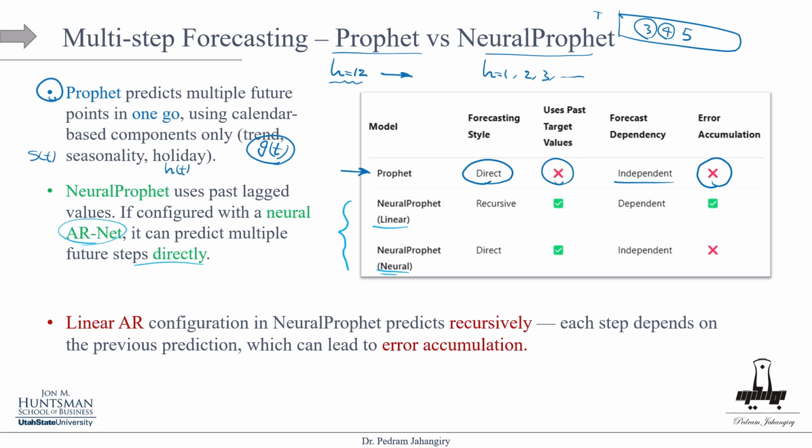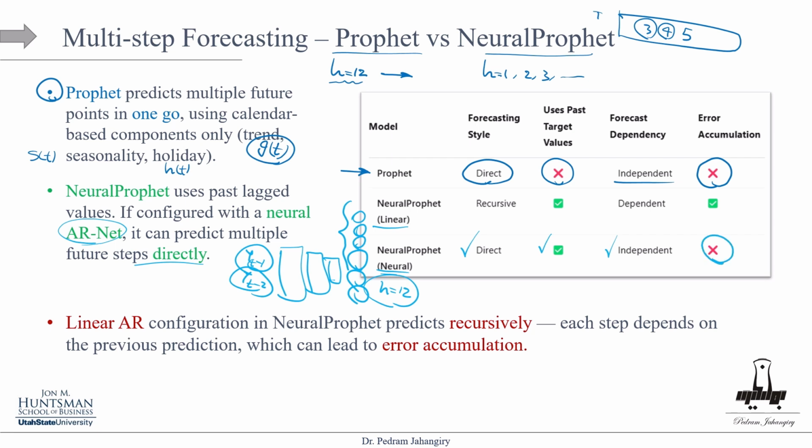Because remember, guys, we have a bunch of lag values, y_t minus 1, y_t minus 2, etc. We pass them to a network, and let's say we have 12 outputs for h is equal to 12, right? If that's the case, we're going to do direct forecasting for the 12 horizons, and it is using the past values, and your forecasting is going to be independent over different time horizons, and there's no error accumulation.